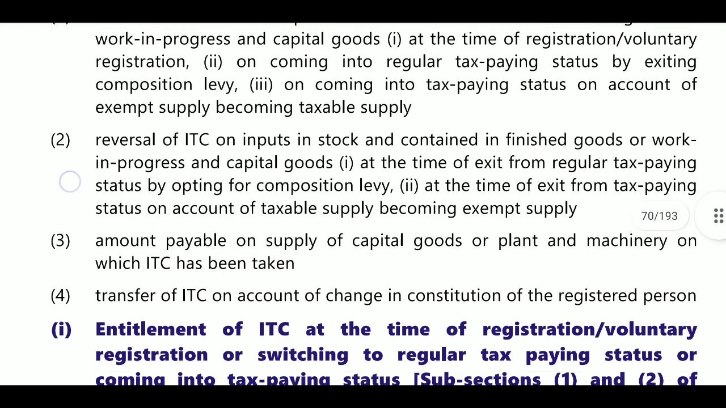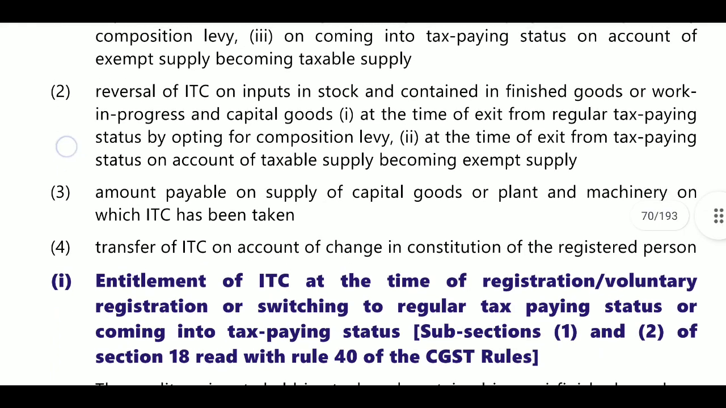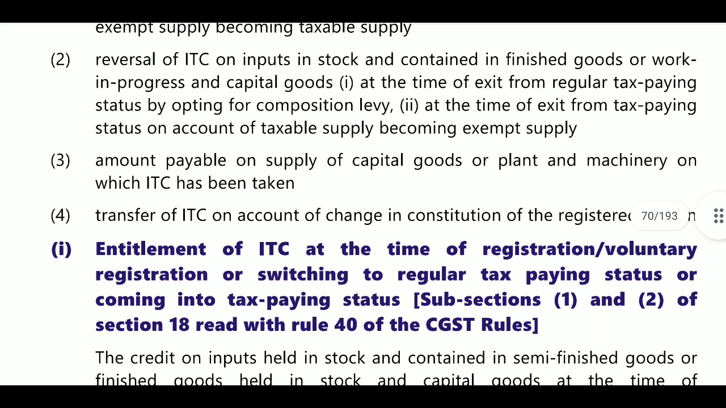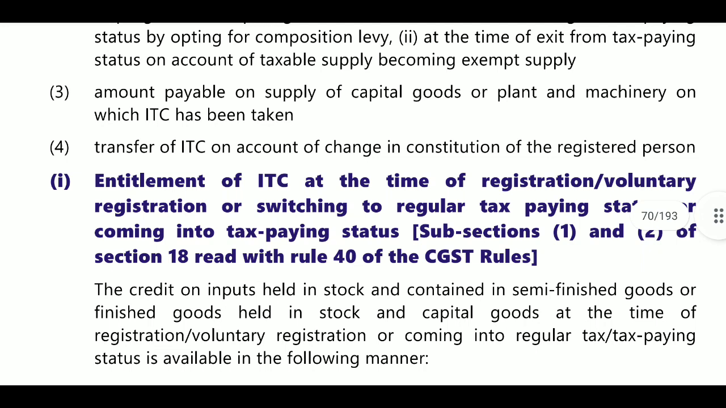And next, reversal of an amount payable on supply of capital goods or plant and machinery on which ITC has been taken. This covers a person applying for registration within 30 days from becoming liable for registration, or an already registered person whose exempt supplies became taxable. Now exempt becomes taxable. In these four cases, how can we identify the ITC, how can we claim it, and what are the conditions to be met to claim ITC in these four cases?